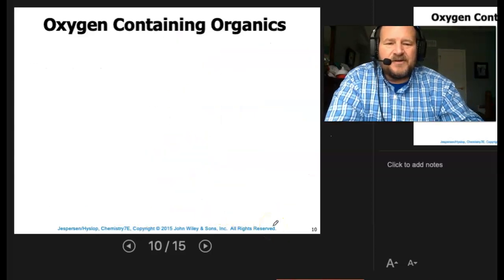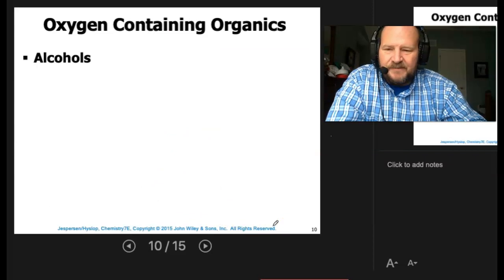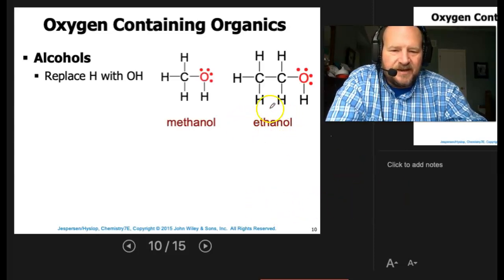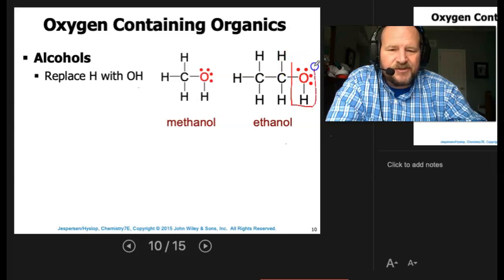Right? Now there's also oxygen-containing organics, for instance, like alcohols. So what we'll do is we'll replace an H with an OH group. So for instance, here's our drinking alcohol. This is ethanol. We have ethane, but then we pulled the hydrogen off and replaced it with an OH. Okay, now this is not a base. So a lot of times when we see hydroxide, when we see that OH in general chem, it's usually a base. Here, this is not basic. Okay, this is not basic at all. The OH does not act like the OH of a base.